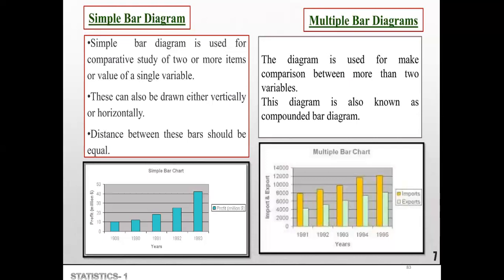For example, here you have two different colored bars, one representing the exports and the other representing the imports, and these exports and imports of a company are represented over a period of time. In this way, the multiple bar diagram can be used for comparing two or more variables. This diagram is also known as the compounded bar diagram because we use different variables to do the comparison.